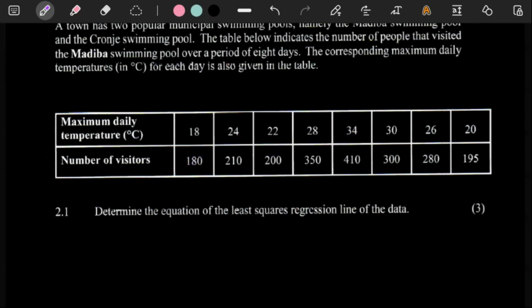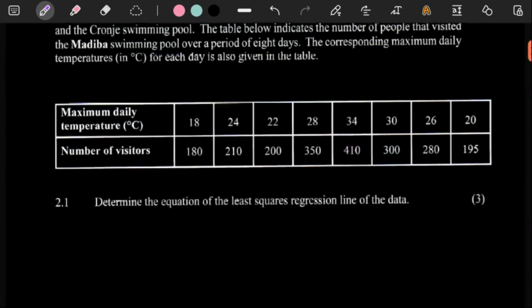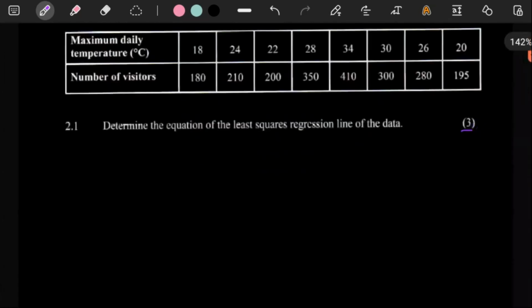You want to always think of these kinds of questions logically. When I say think of them logically, I literally mean that if you look at it nicely, all that's happening is the higher the temperature, the more people are going to be coming to these swimming pools. For 3 marks, they say to determine the equation of the least squares regression line. To do that, you have to use a calculator.